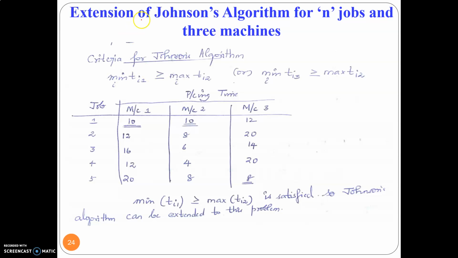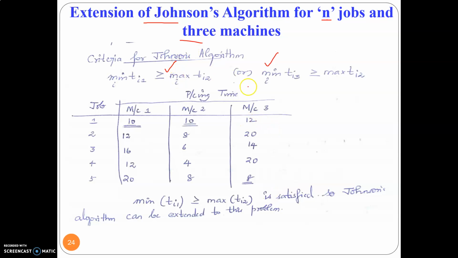So an extension to Johnson's algorithm is provided. You can extend Johnson's algorithm if it satisfies a particular criterion. We have two criteria, and if any one of them is satisfied, we can apply the extended Johnson's algorithm. We'll see the criteria with an example. I am going to apply the extended Johnson's algorithm for n jobs and 3 machines. There are 5 jobs, and each requires processing in machine 1, followed by machine 2, and followed by machine 3. The processing time of each job in each machine is given.